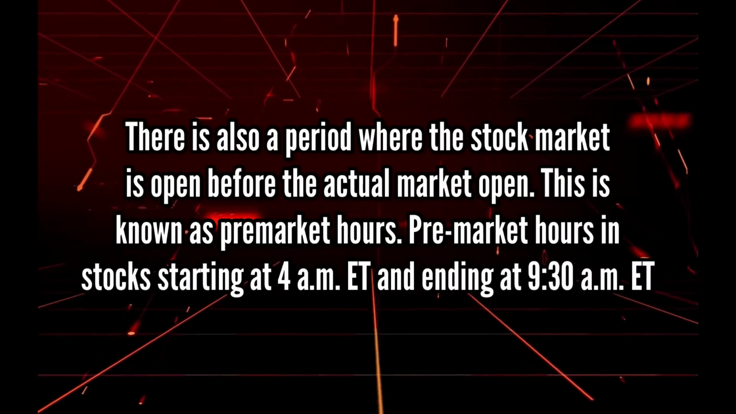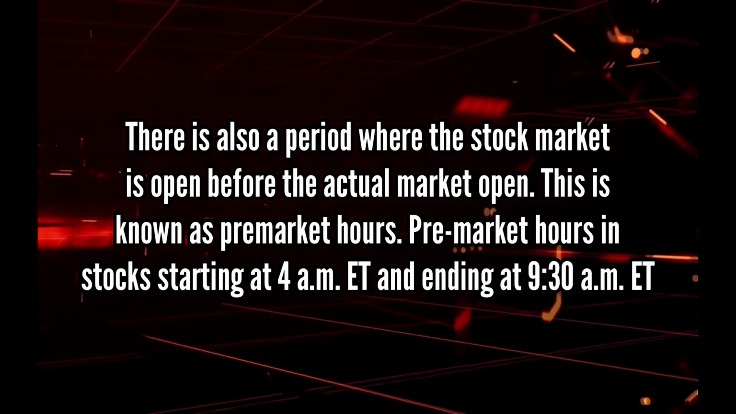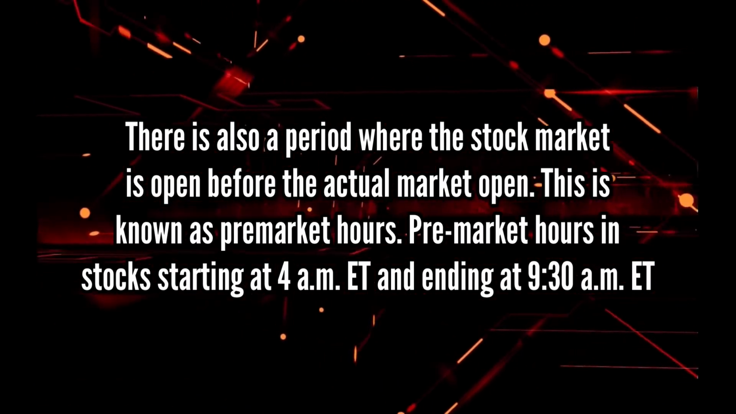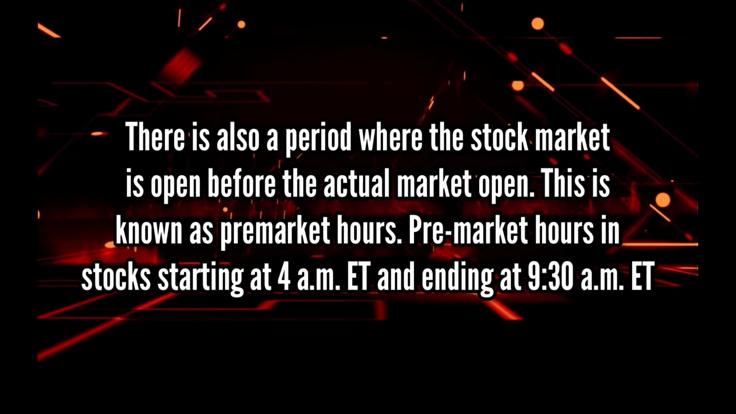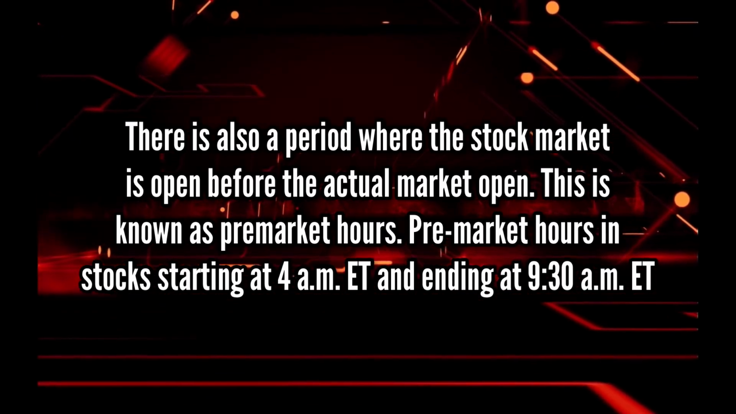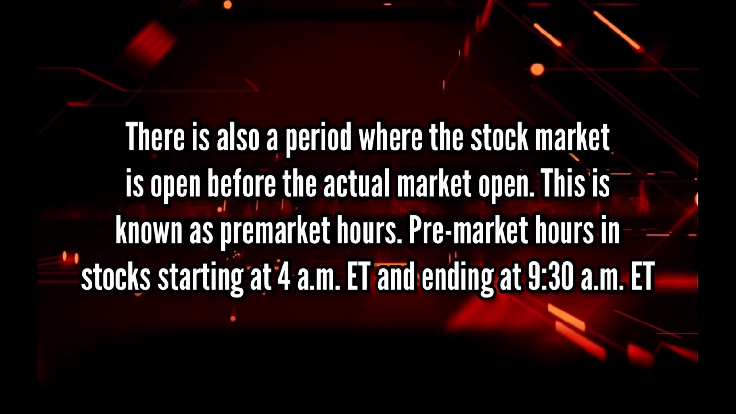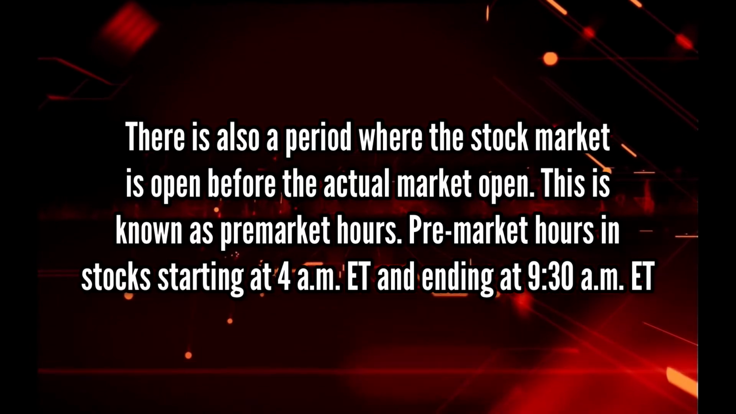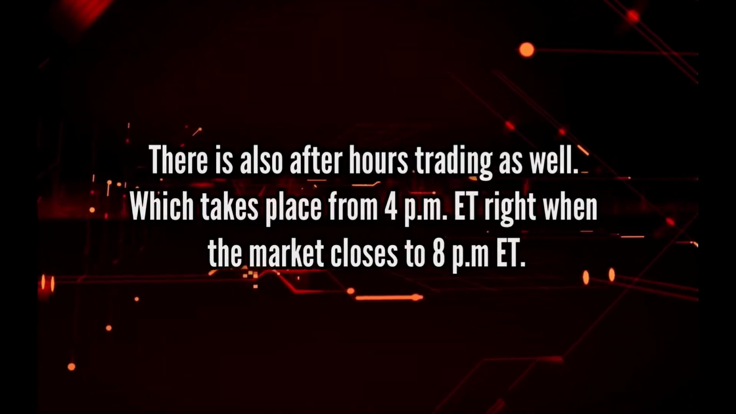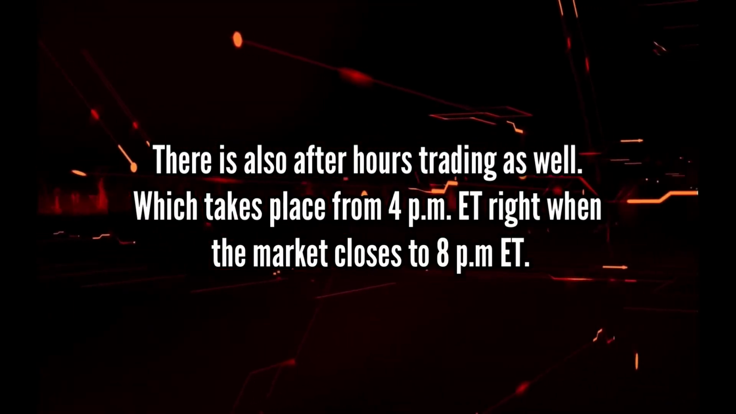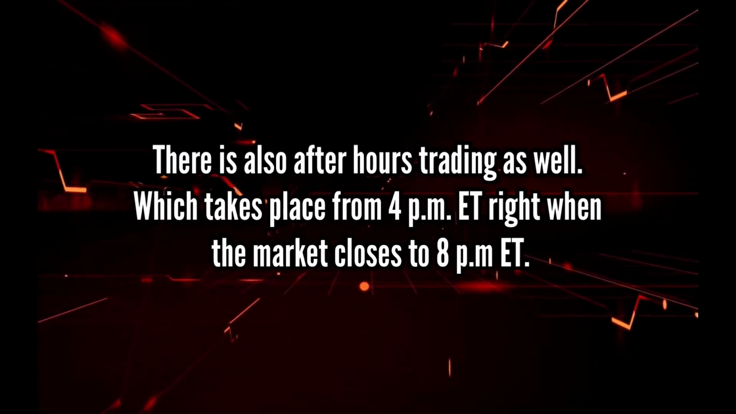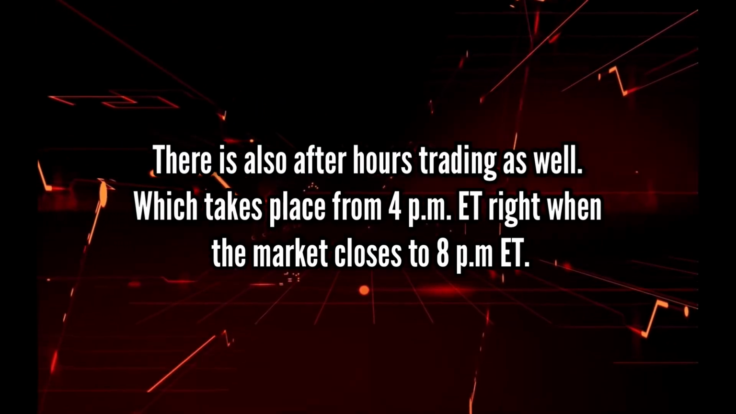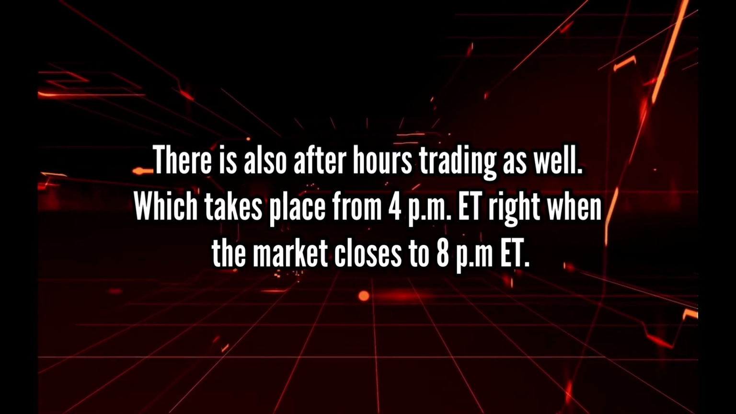There is also a period where the stock market is open before the actual market open. This is known as pre-market hours. Pre-market hours in stocks start at 4 a.m. Eastern Time and end at 9 a.m. Eastern Time. There is also after-hours trading as well, which takes place from 4:00 p.m. Eastern Time, right when the market closes, to 8:00 p.m. Eastern Time. Now I'm going to go over a few terms that I personally believe every stock investor should know.